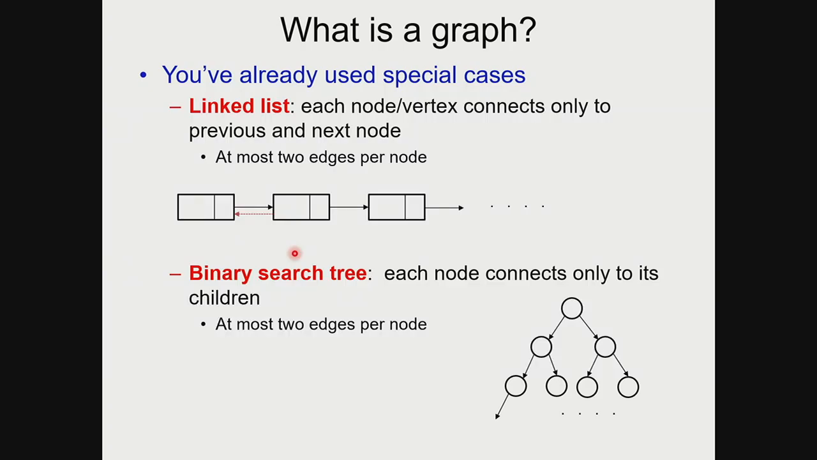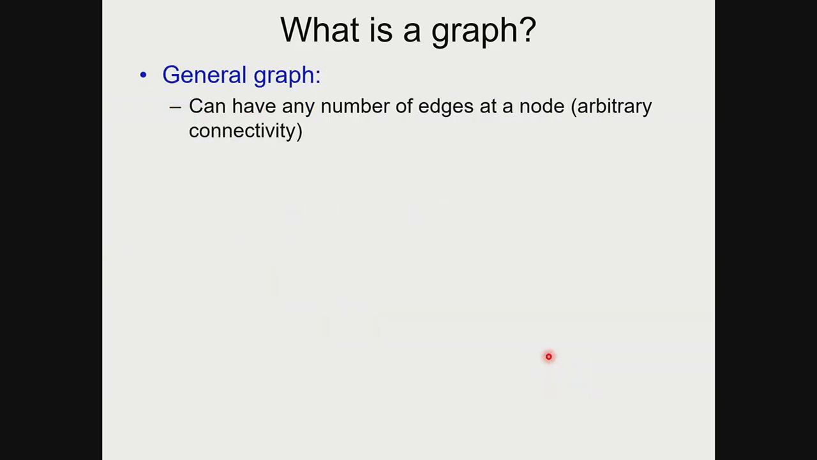Another type of data structure that is a special case of graphs is the binary search tree. Each node basically connects to 2 children, and so again, there are at most 2 edges per node. There are certain types of binary trees that also talk to the parents, so you can also have more edges that go back, okay? But in a more generalized graph, you can have as many edges at a node as you want, so it's very arbitrary, and there are no special cases to handle them.